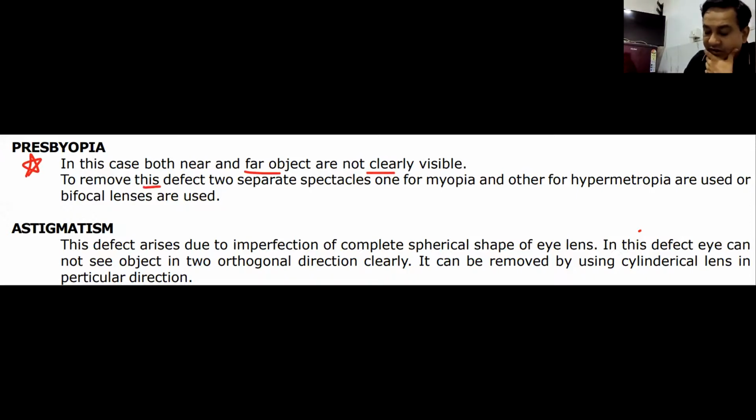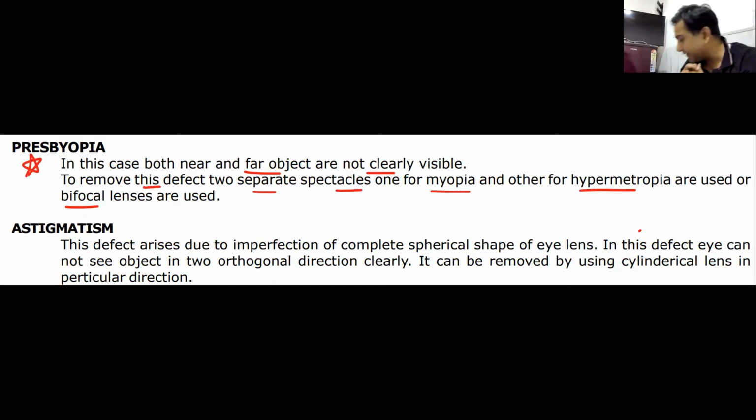To remove this defect, two separate spectacles, one for myopia and the other for hypermetropia, would be needed. Instead, bifocal lenses are used. You must have seen bifocal lenses. There are different types of bifocal lenses that I have come across. I don't have expertise in that, but in one, you will have two separate lenses and you will see a definite line between the two lenses.